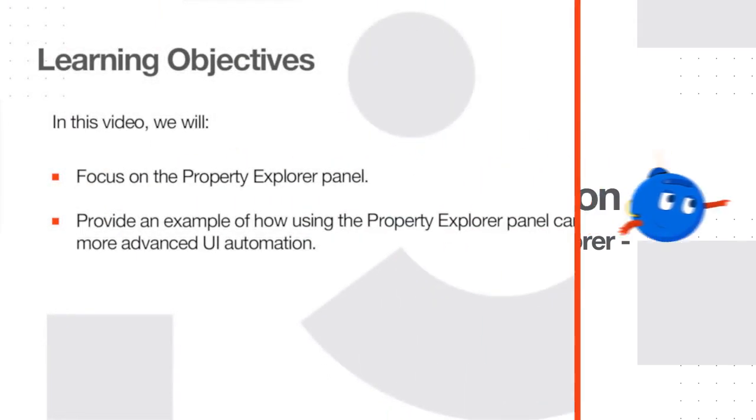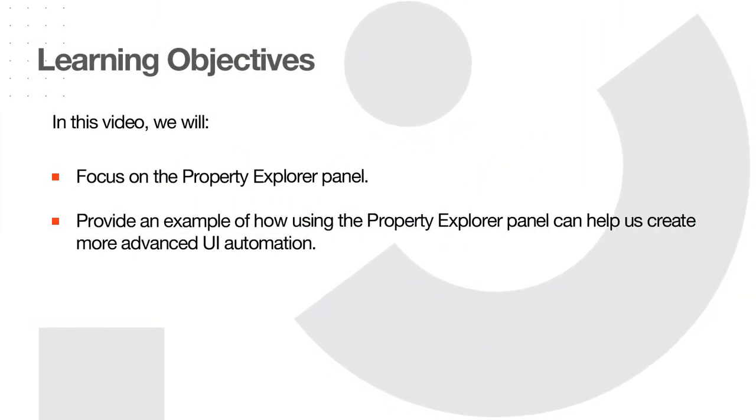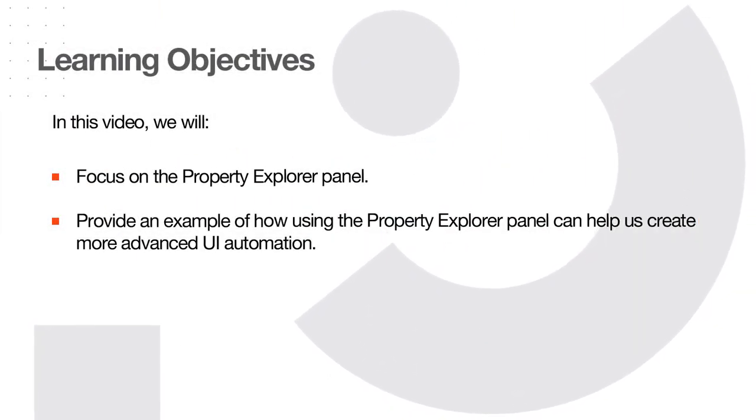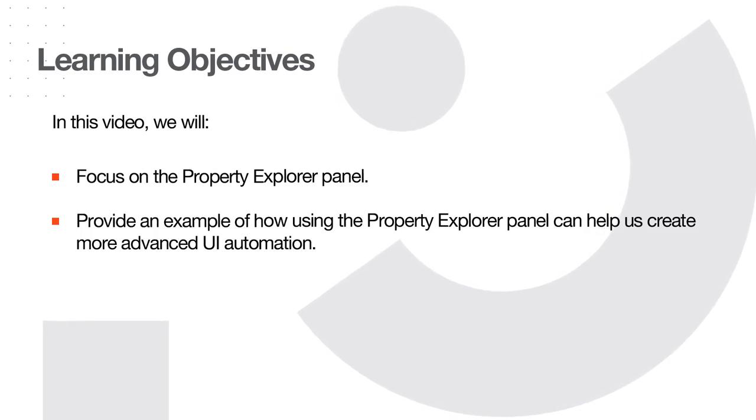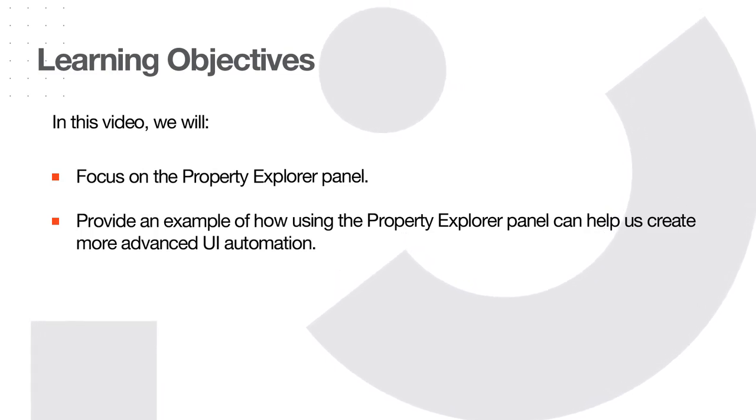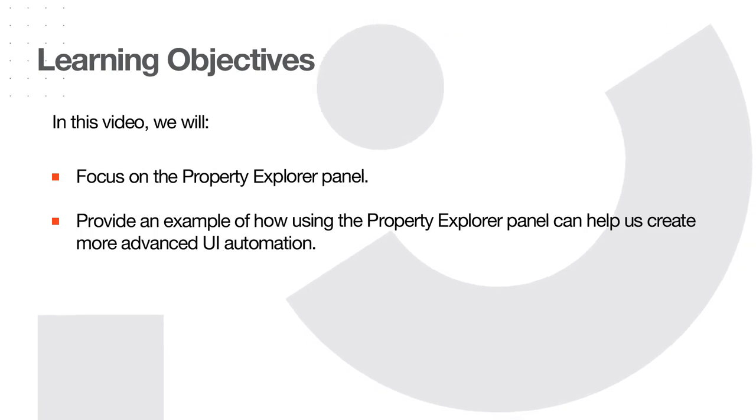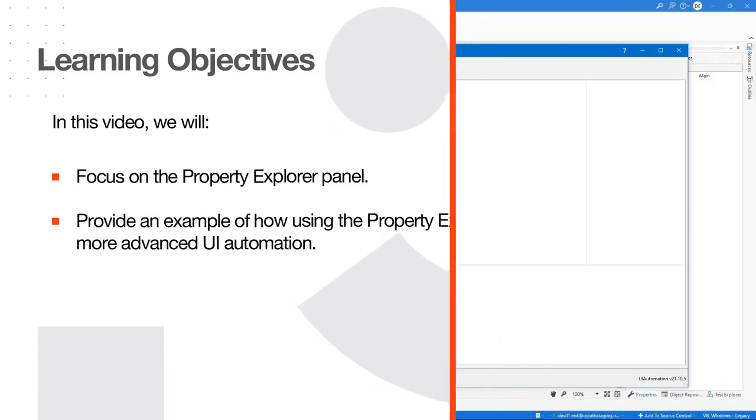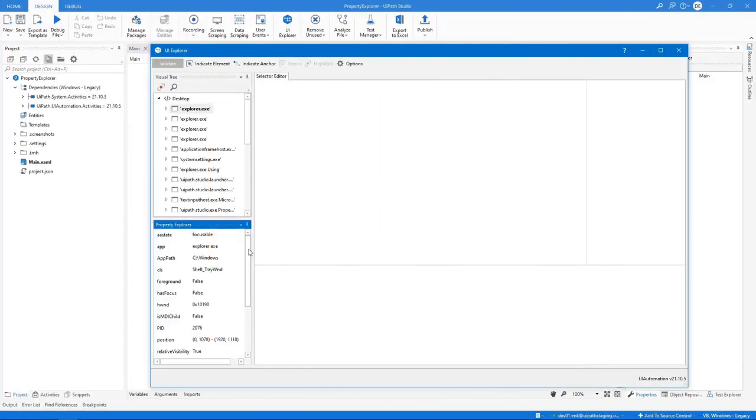In this demo, we'll continue our lesson on UI Explorer by focusing on the Property Explorer panel. We'll also provide an example of how it can help us create more advanced UI automation. Let's begin. A part of UI Explorer that's often overlooked is the Property Explorer panel.